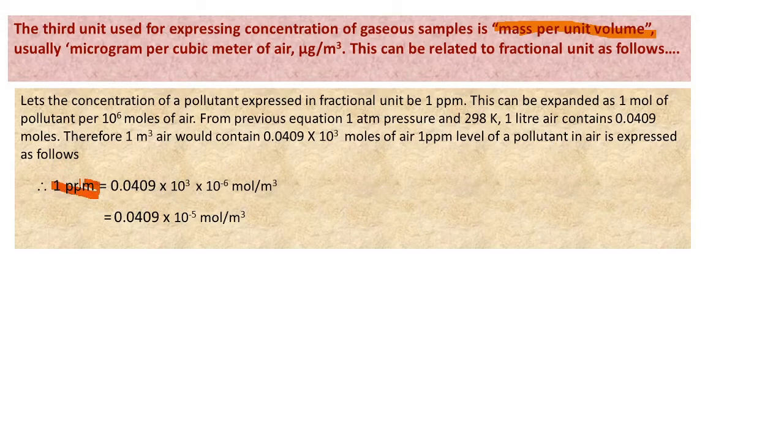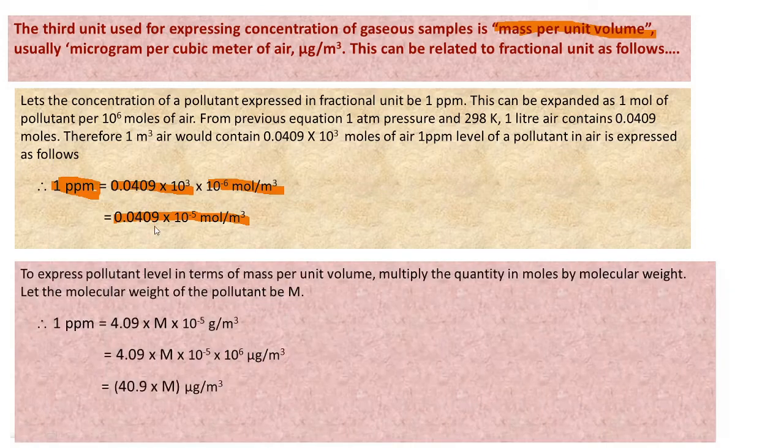1 ppm means 0.049 into 10 to the power 3 into 10 to the power minus 6 mole per meter cube. That means 1 ppm is equal to 0.049 into 10 to the power minus 5 mole per meter cube.